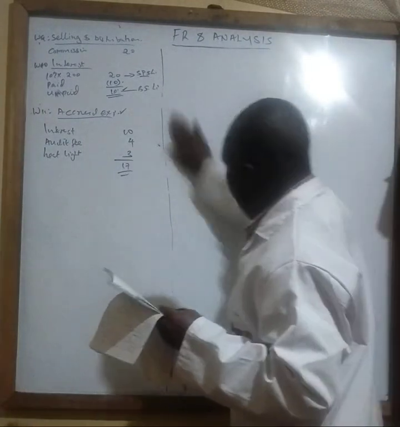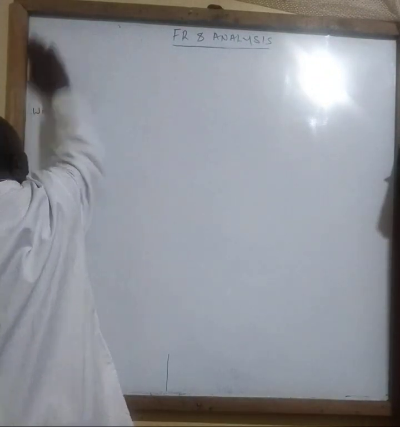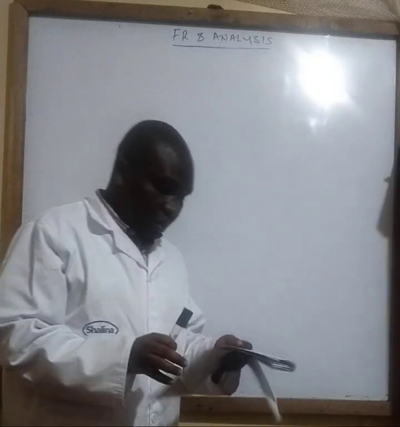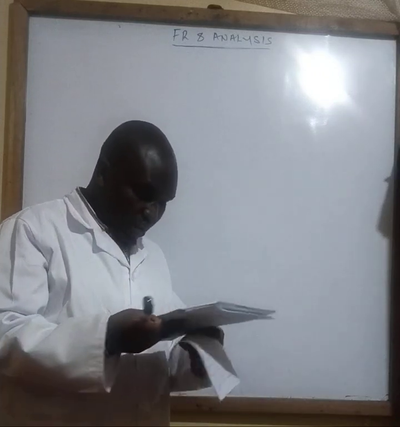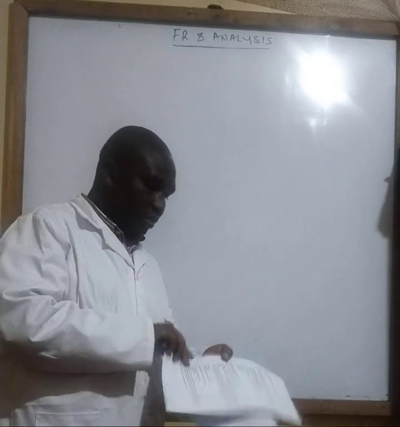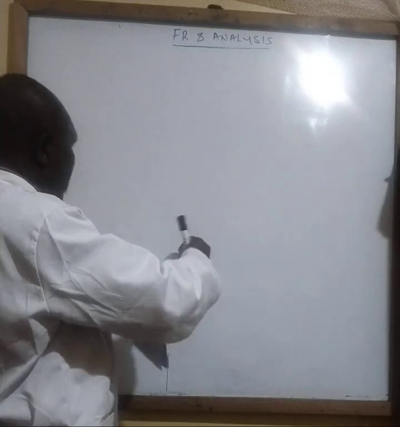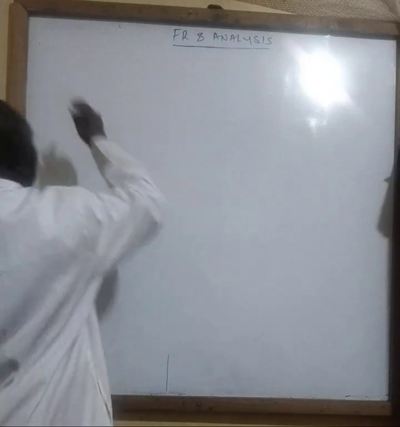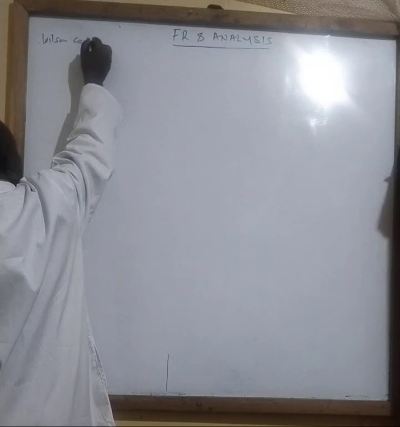Yes, so let me work it out straight. You begin with the income statement or a statement of profit or loss account. The name of the company is called what? Wilson Company.